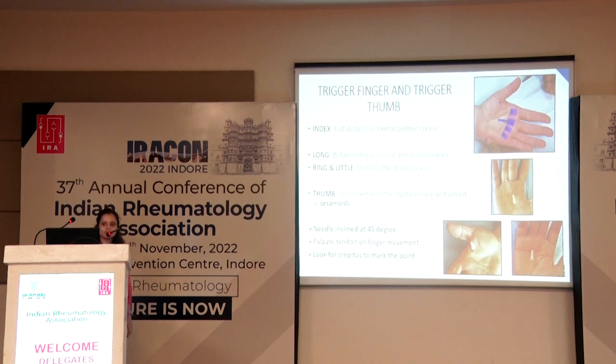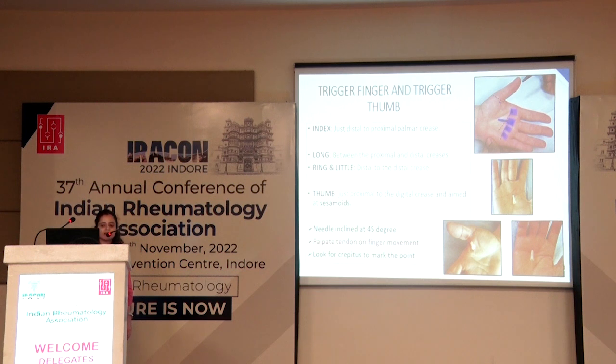Then is the trigger finger and the trigger thumb. So there are specific locations for all the 5 digits for the trigger digits. For the index finger, the location is just distal to the proximal palmar crease. For the long finger, that is the middle finger, it is between the proximal and the distal crease. For ring finger and the little finger, it is distal to the distal crease. Again, we will discuss all of this in the mannequin. And for thumb, it is just proximal to the digital crease, which is aimed at the sesamoids.